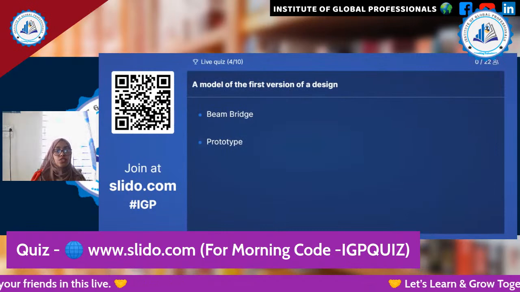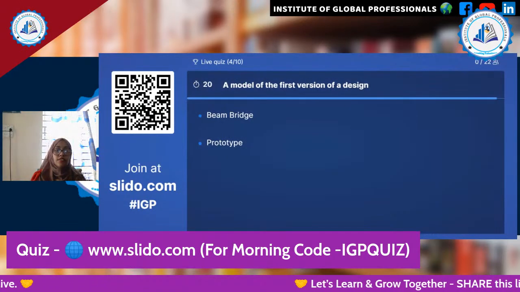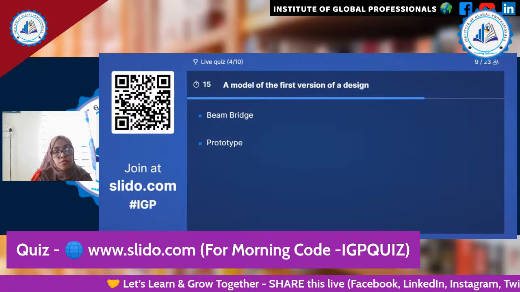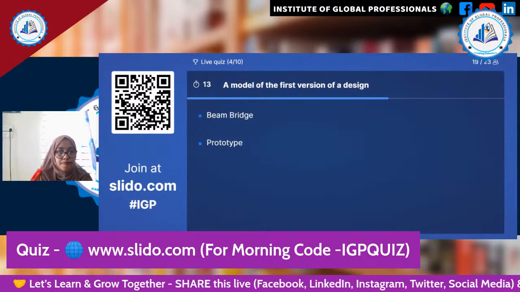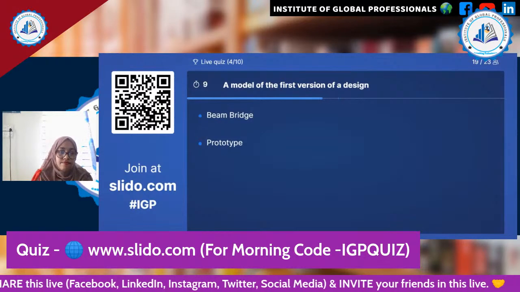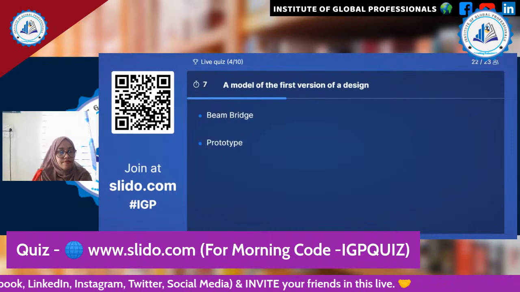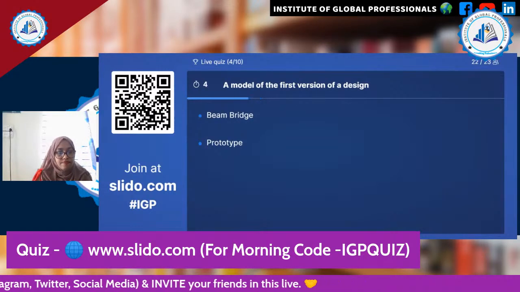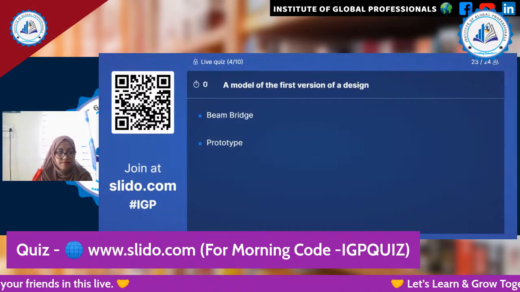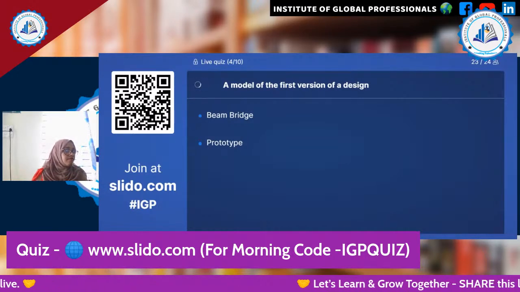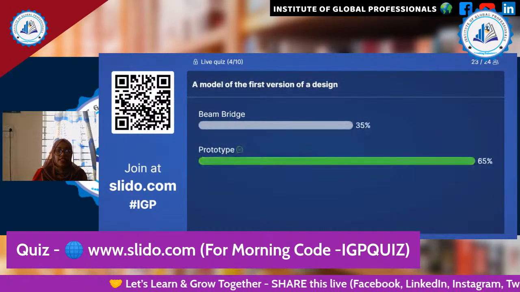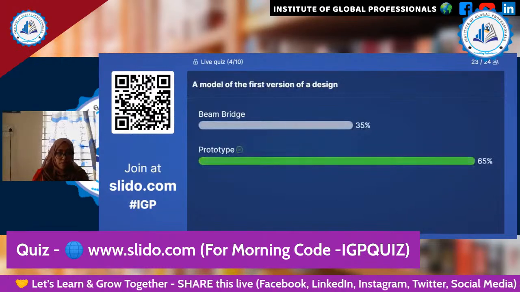Our fourth question. A model of the first version of a design is a: first option, beam bridge; second option, prototype. And the correct answer is option 2, prototype.